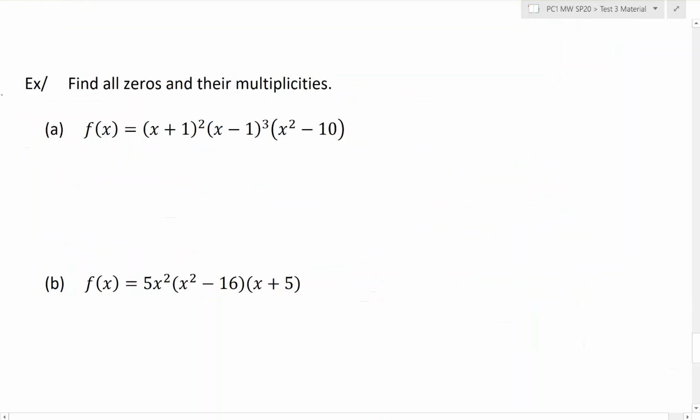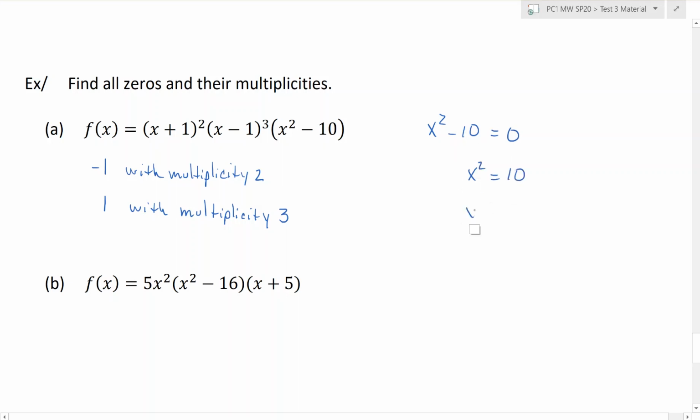All right, let's find the zeros and all of their multiplicities here. So here I have -1 is a zero with a multiplicity of 2, and +1 with the multiplicity of 3 coming from that. And x squared minus 10, the way we find its zeros is to set it equal to 0 and solve.